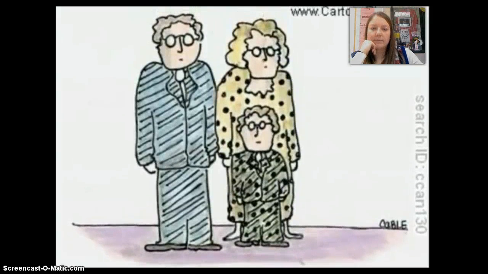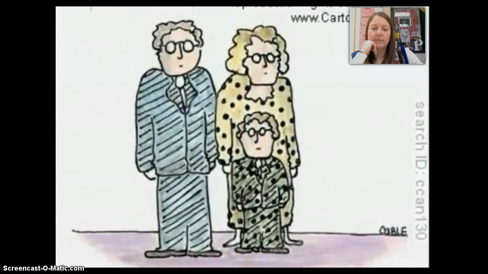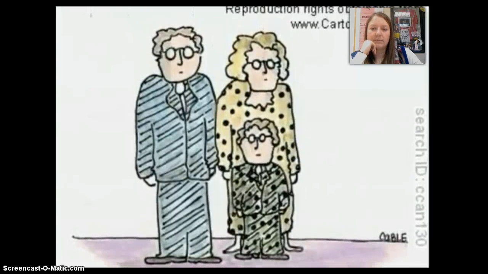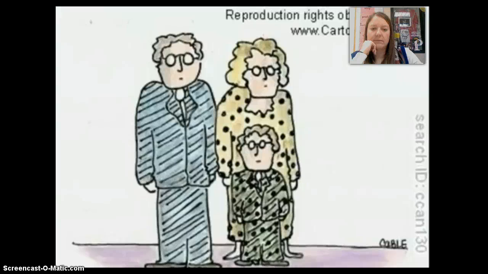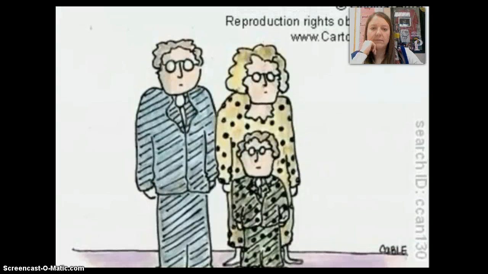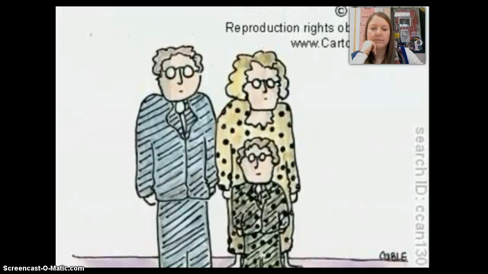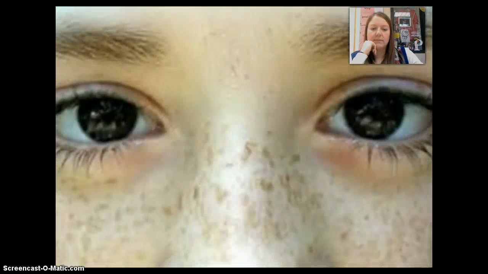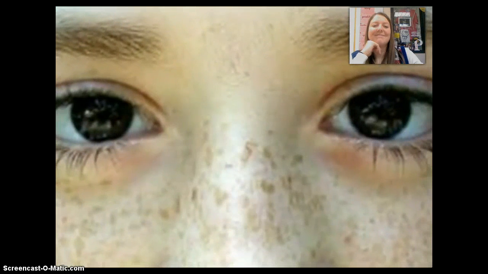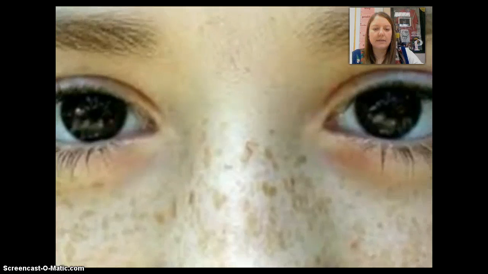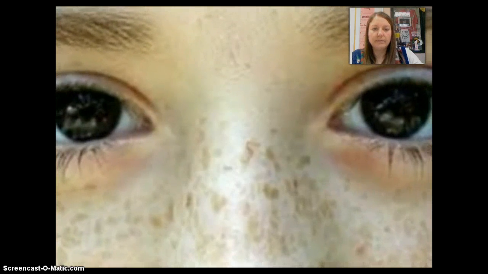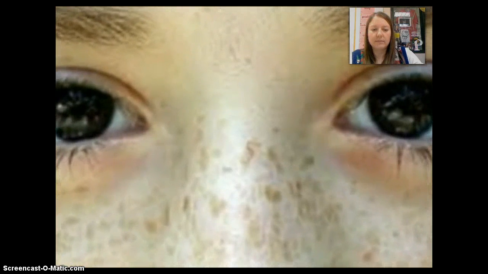My dad is homozygous recessive. His genotype is little f little f. His phenotype is no freckles because he has a recessive gene. I am like my mom. I'm heterozygous. My genotype is big F little f, and my phenotype is that I have freckles.